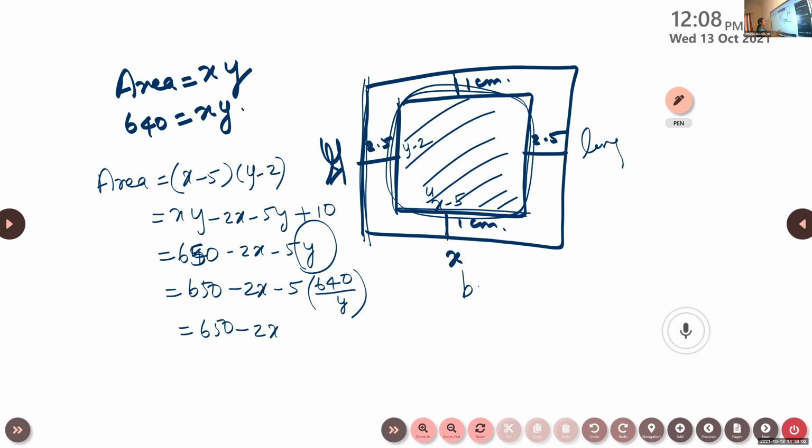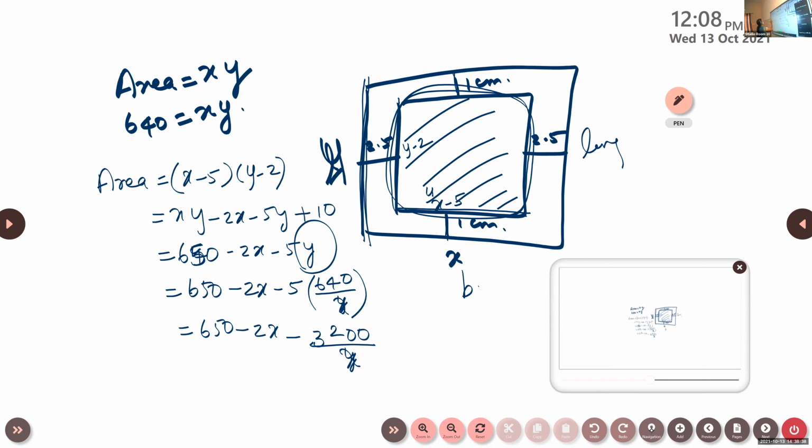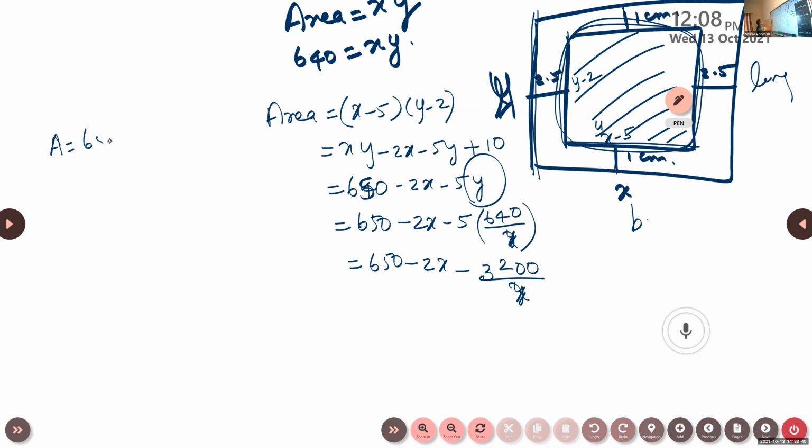Now look at the fifth one. What is the value of x for which it is maximum? So this is our function. What is our area function now? Area function is A is equal to 650 minus 2x minus 3200 by x. So we want this area to be maximum. So we want to find dA by dx, first order derivative and second order derivative.